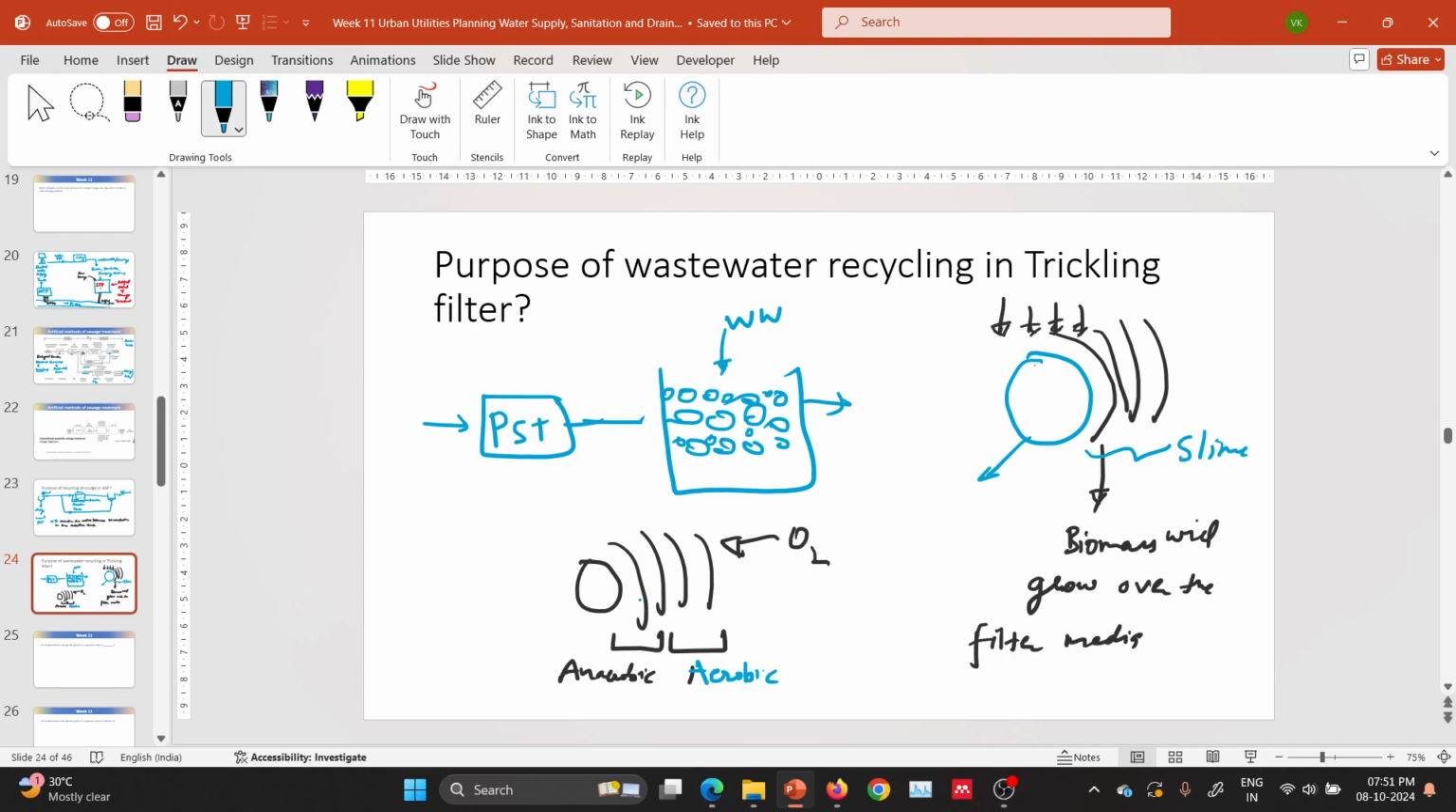A certain time comes when an anaerobic region forms, so there are two different regions, anaerobic and aerobic. These anaerobic bacteria will not get oxygen and food. Food means organic matter. They won't get food, and they try to eat themselves, and in that case this layer gets sloughed off. The removal of this slime layer is called sloughing.